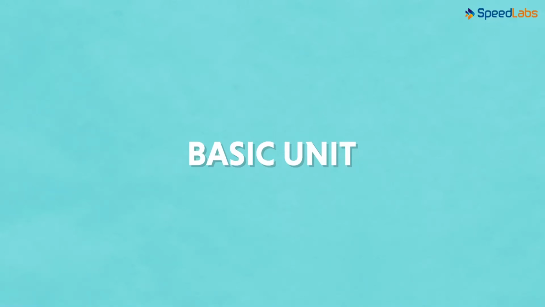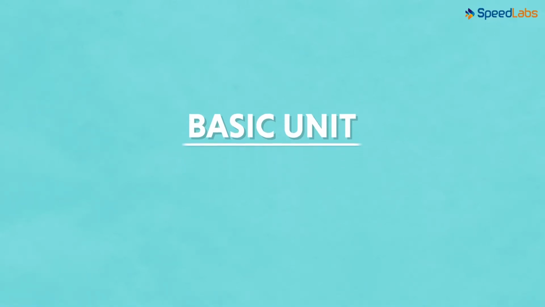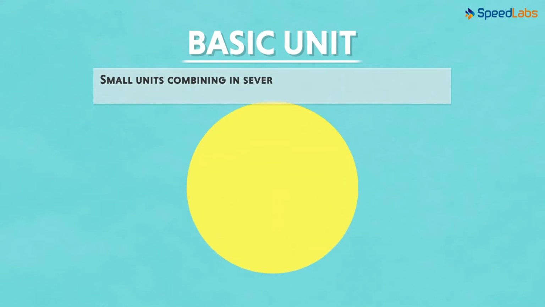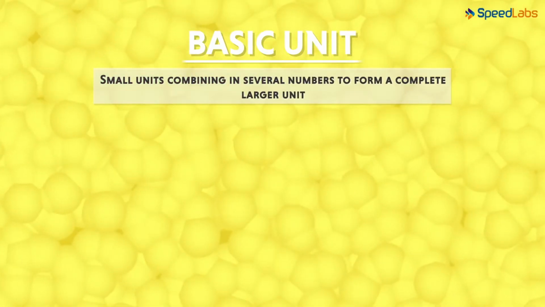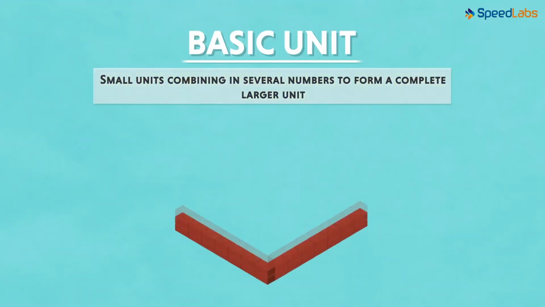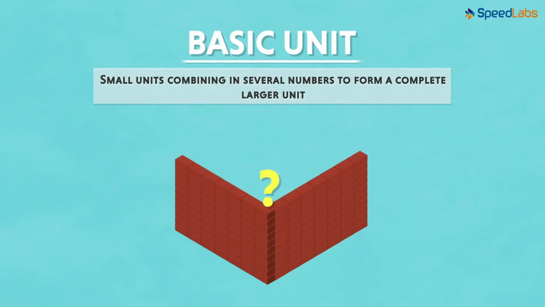What do we mean by the term basic unit? It simply means small units combining in several numbers to form a complete larger unit. So tell me, is this wall made up of basic units? Yes, although it seems to be one wall, it's actually made with several bricks coming together. So can we say that the bricks are the basic units of the wall?